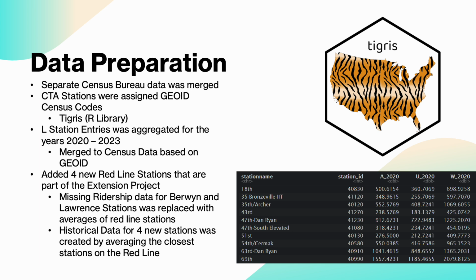And then we added 4 new Red Line stations that are part of the extension project that they're doing. And we had to fill in some missing data for Berwyn and Lawrence stations with averages of the closest stations to them. And we did the same thing for the stations that are added on the extension. Since they aren't completed yet, there's no historical ridership data. So we picked the 4 stations that are the end of the line on the Red Line and average them to create historical data for these 4 that will be the new end stations.